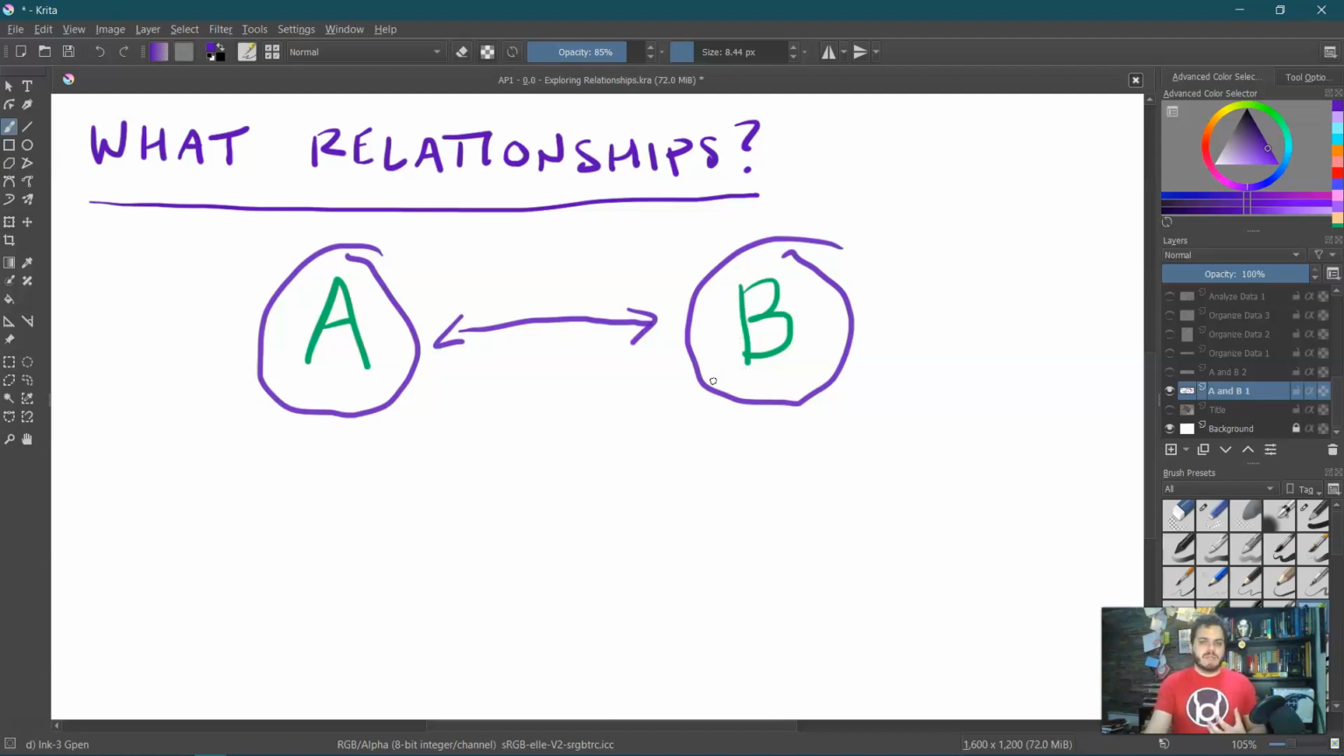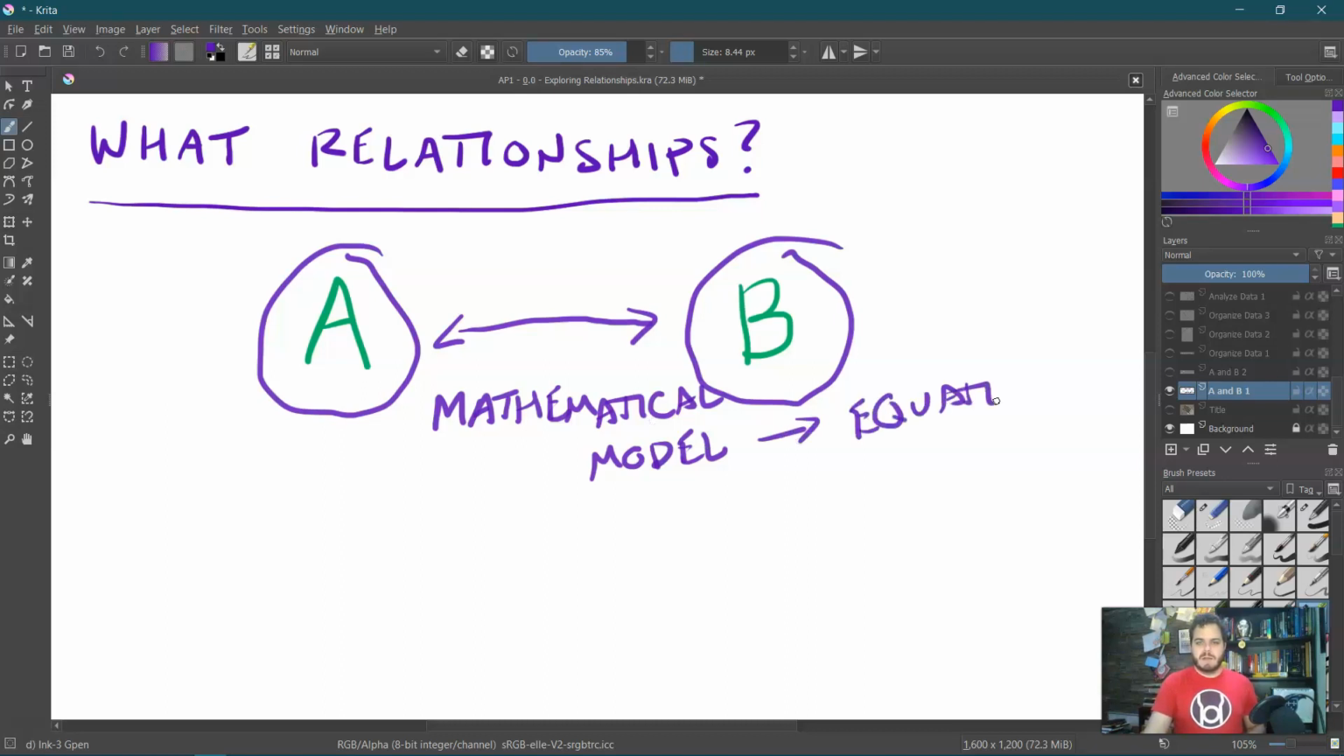So these relationships between variables, we often are going to represent with something called a mathematical model. And it's called a model because it is an approximation or a simplification of reality. And usually, this mathematical model will lead us to an equation that demonstrates the relationships between these two variables.